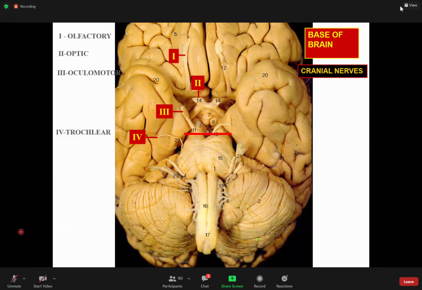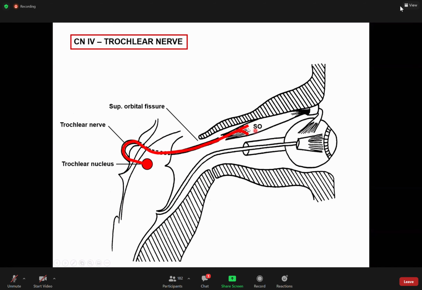Now we are coming to the fourth cranial nerve. It is the only nerve which comes from the back of the brainstem. So you can see it here, number 22 is the trochlear nerve coming out. It is the nerve which is going to supply only one muscle in the eye. We have one extraocular muscle, which is the superior oblique muscle.